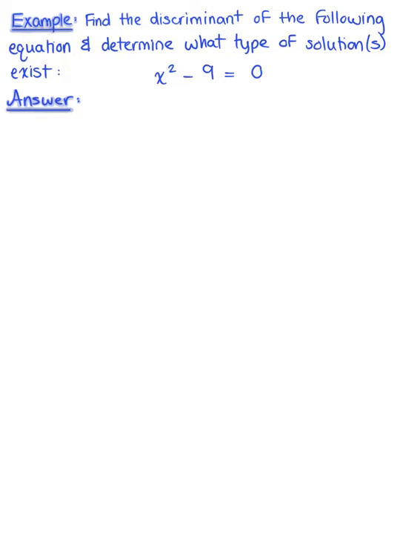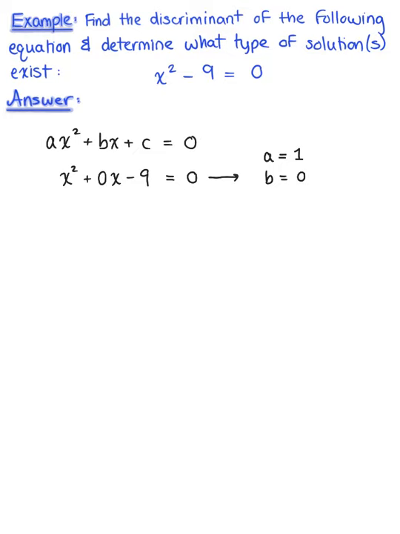Find the discriminant of the following equation and determine what type of solution or solutions exist. And here we have the quadratic equation, x squared minus 9 is equal to 0. So to rewrite this quadratic equation in the standard form, ax squared plus bx plus c equals 0, we're going to rewrite this as 1 times x squared plus 0 times x minus 9 is equal to 0. So from here, we can see our coefficients are as follows. We have a is equal to 1, b is equal to 0, and c is equal to negative 9.